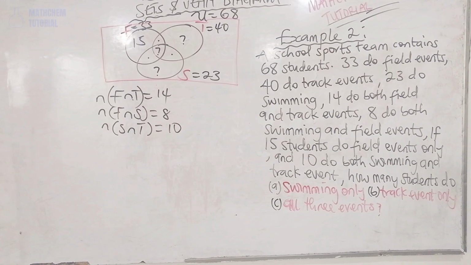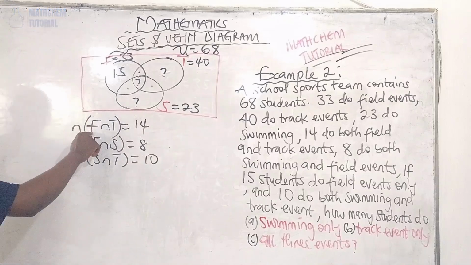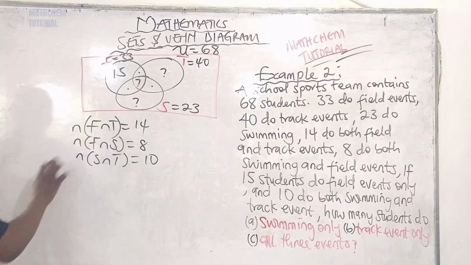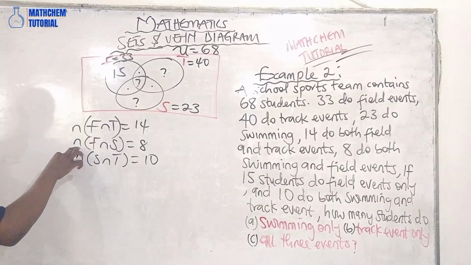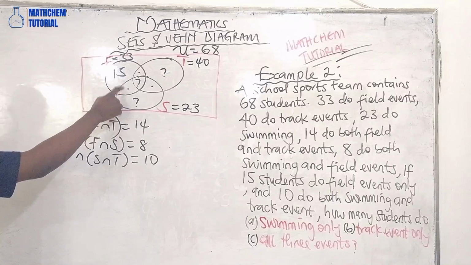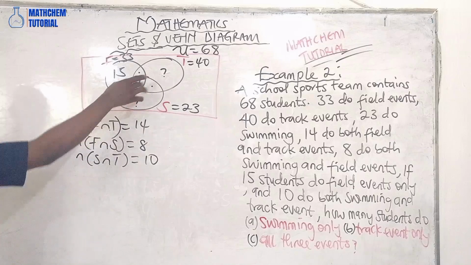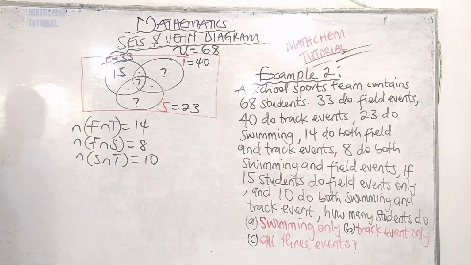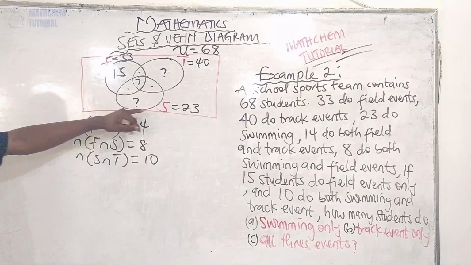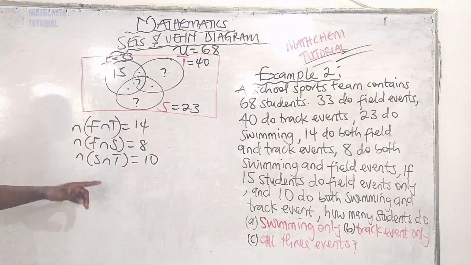So how are we going to start? Now look at this. F intersection T, F intersection C means here. Please take note. And also F intersection S means this particular thing. So 8, like this place, F intersection S goes for this, while S intersection T goes for this. To solve question number 1, swimming only, let me advise you, we cannot solve swimming only first. It will not be possible. So what we're going to solve first is to look for all the 3 events.